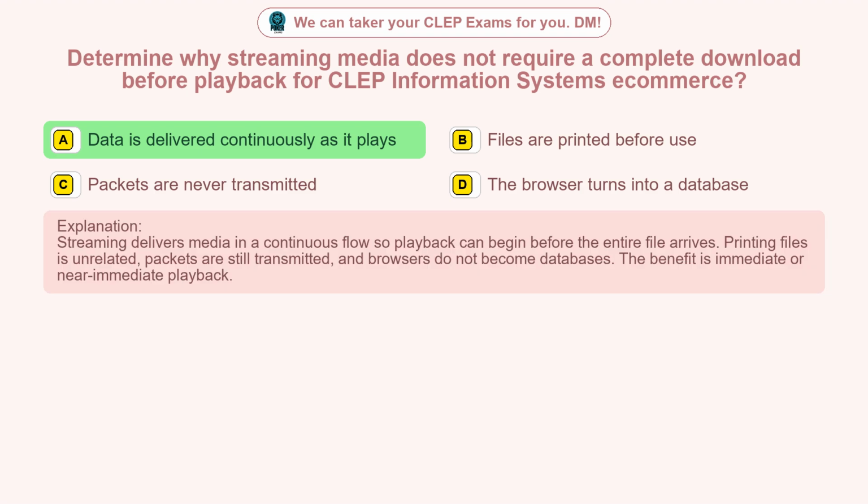Streaming delivers media in a continuous flow so playback can begin before the entire file arrives. Printing files is unrelated, packets are still transmitted, and browsers do not become databases. The benefit is immediate or near-immediate playback.